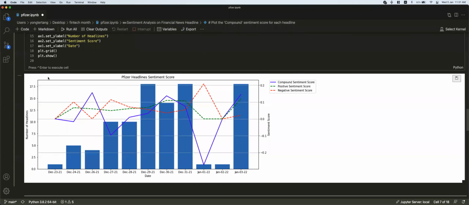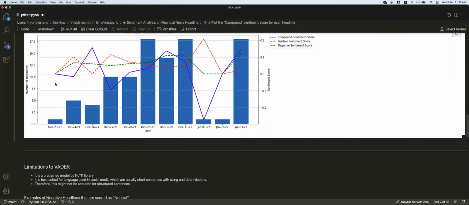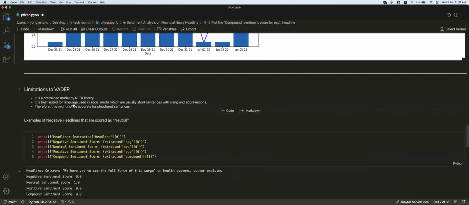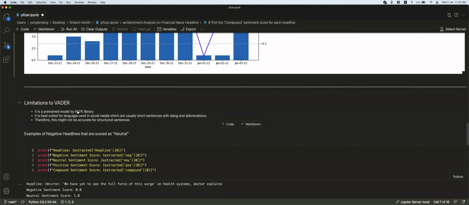With that, there are always limitations. The limitation for VADER is that you need to keep in mind that it's a pre-trained model. Also, VADER is best suited for social media text, which is usually short text with slang and abbreviations, so it might not be that accurate for structured sentences.